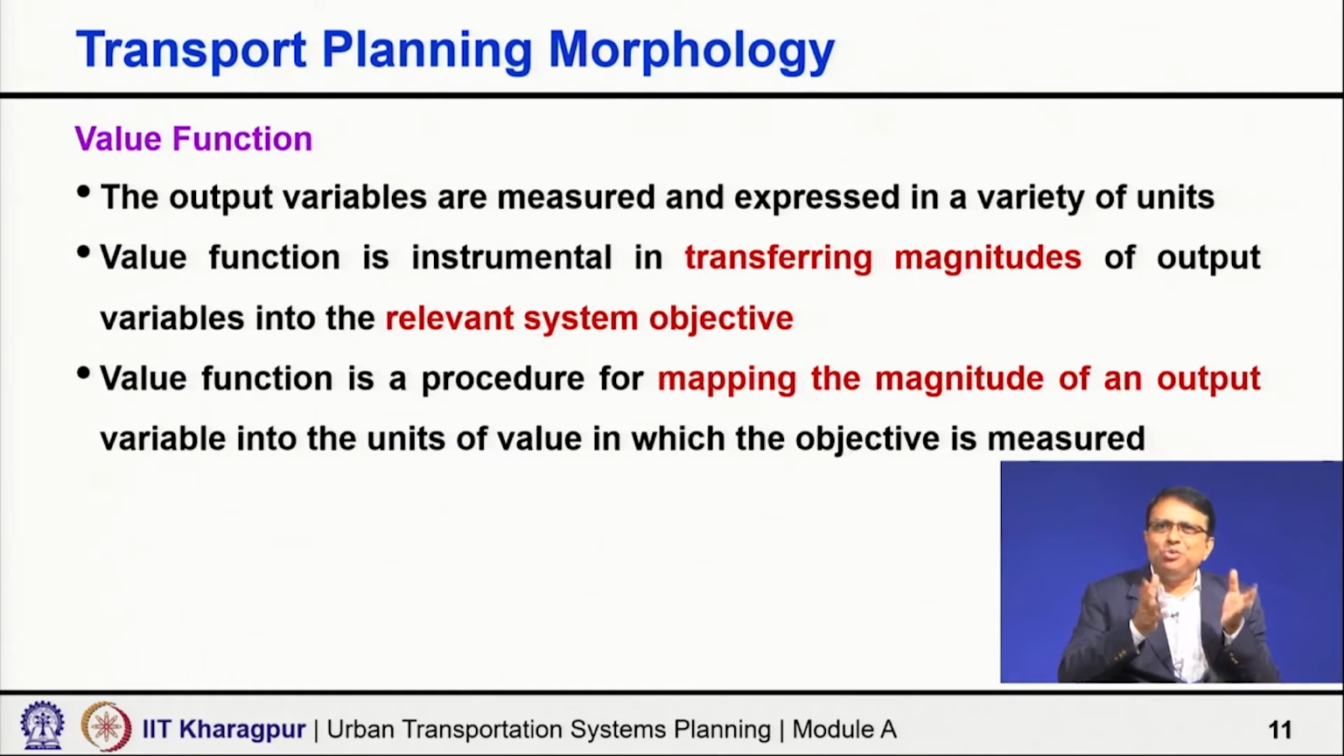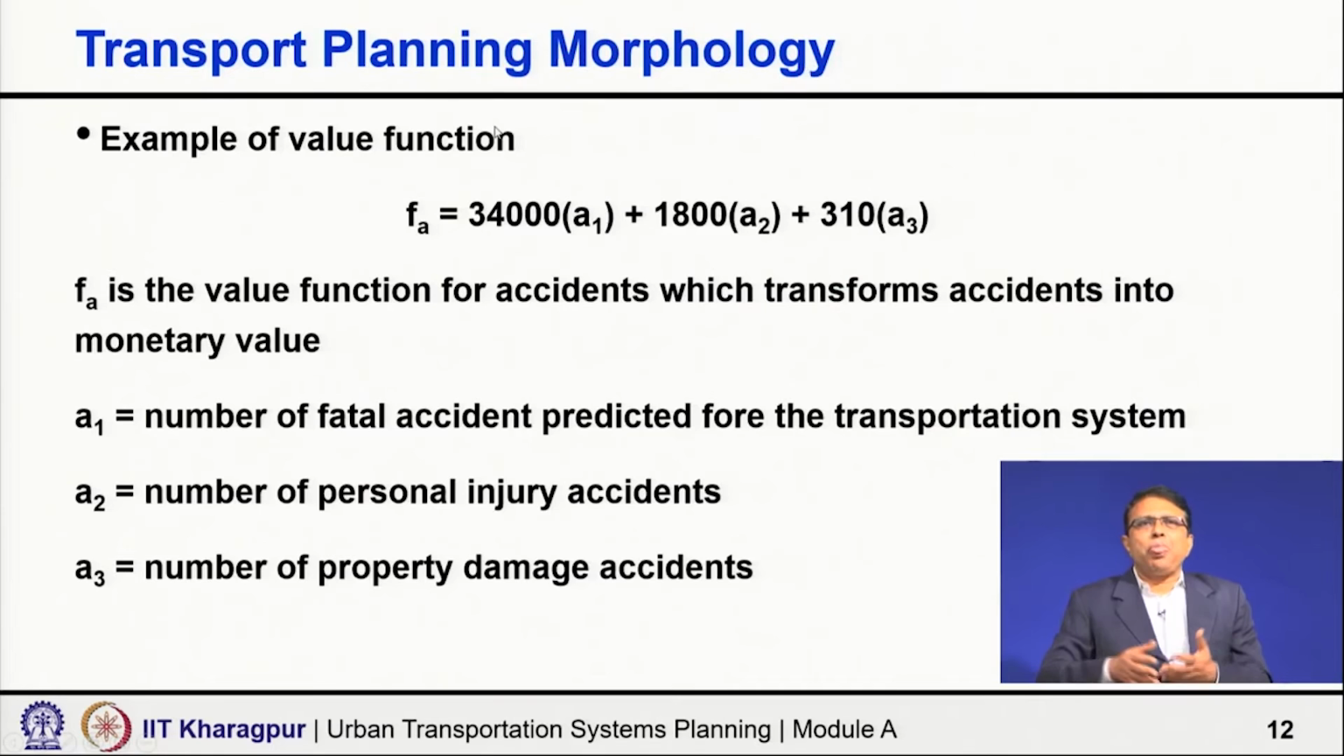So, the value function helps us to bring all the outputs to a common unit, so that you can map with the relevant system objective. So, the value function is a procedure for mapping the magnitude of an output variable into the units of value in which the objective is measured. Let us give an example to further understand it.